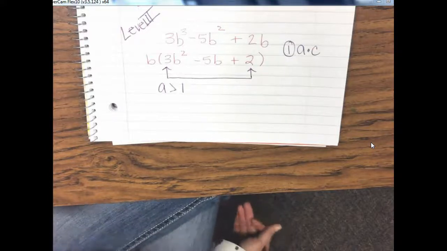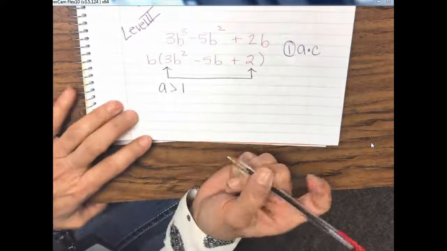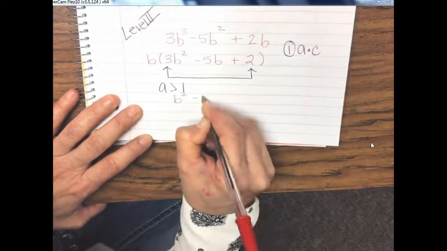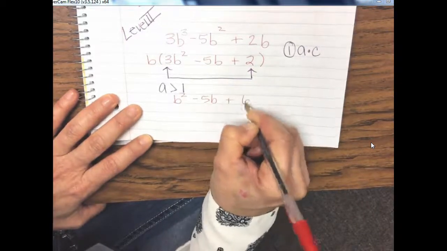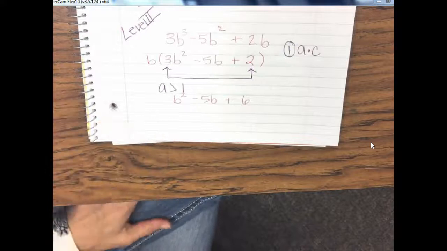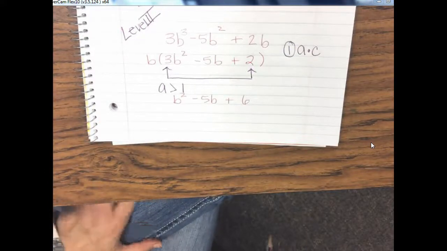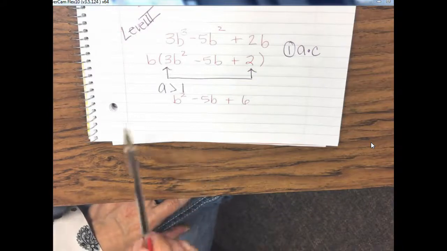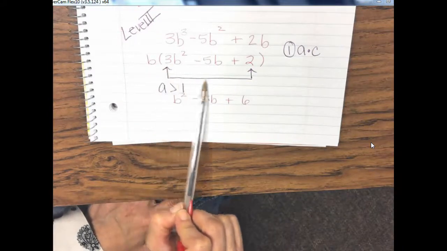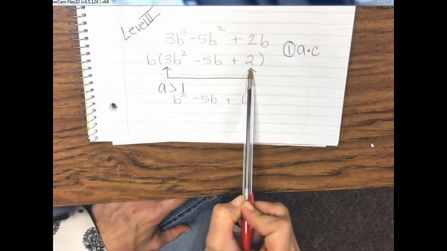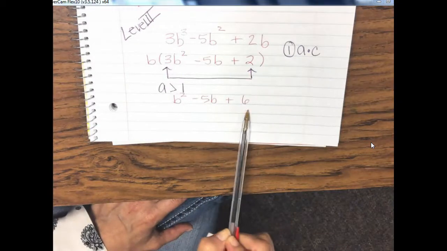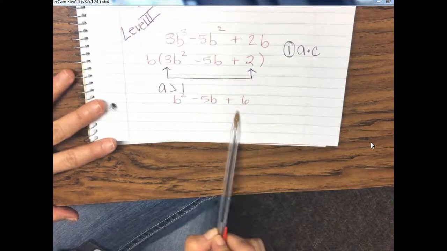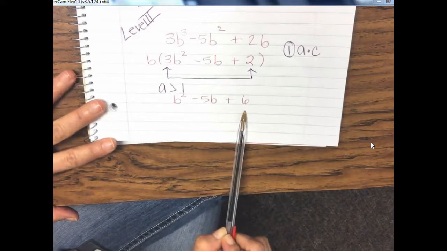Yes, and we split it, so our brand new trinomial is going to look like this. B squared minus 5b plus 6. Y'all told me that was a 6 when you multiplied them together. So everybody see what I did? I moved it. The 3 slid over and was multiplied by a 6. So now it looks like that. Any questions on that so far?